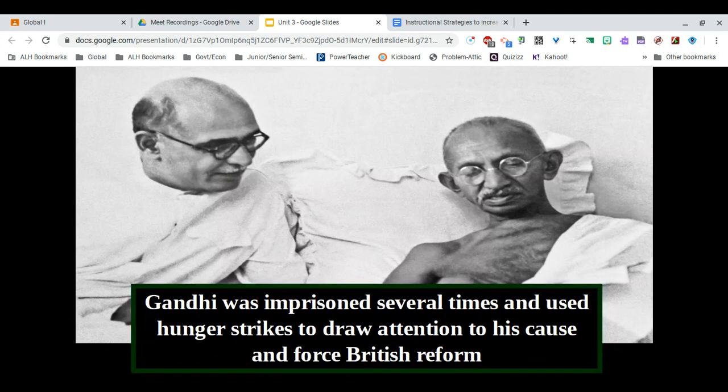Gandhi was also famous for using hunger strikes. So Gandhi was imprisoned several times, and every time that he was imprisoned, he would go on a hunger strike. And when he would go on a hunger strike, the British would immediately release him. He did this to draw attention to his cause. He did this to force the British to reform what they were doing. The British could not afford to be the ones who killed Gandhi. So every time he started going on a hunger strike or said he would go on a hunger strike, they immediately released him because they did not want anything bad to happen to Gandhi while he was in their care.